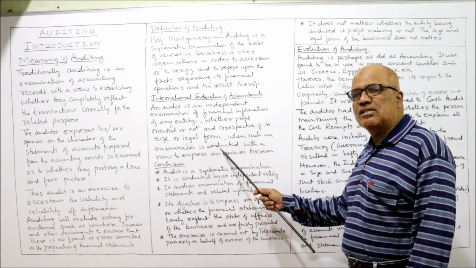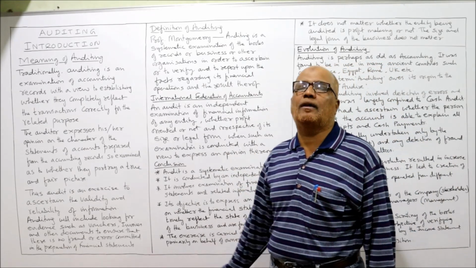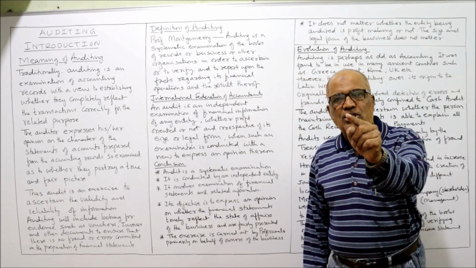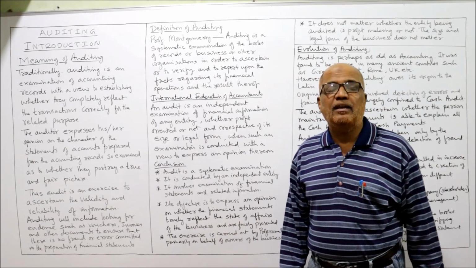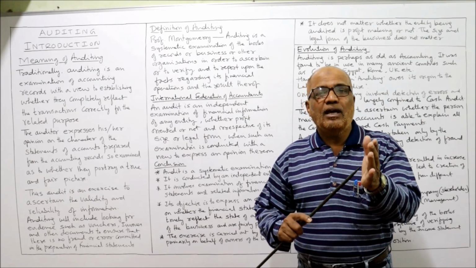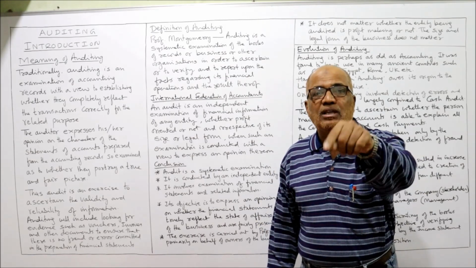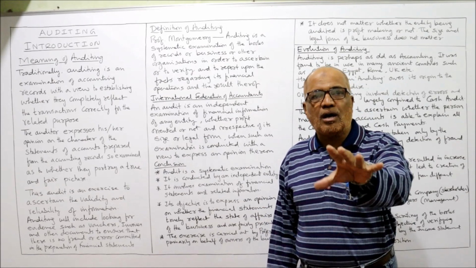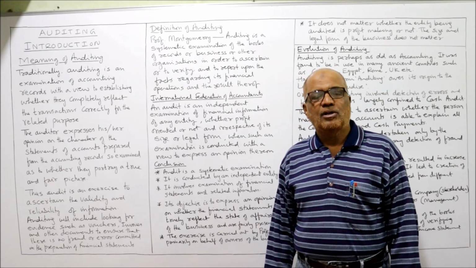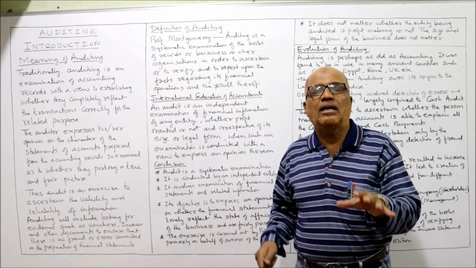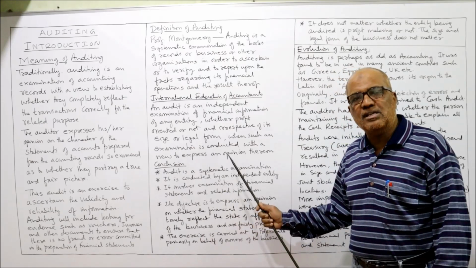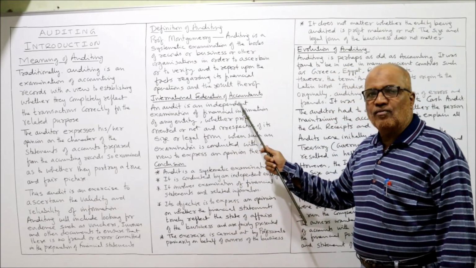When such an examination is conducted with a view to express an opinion, the complete process of auditing is done with the objective of expressing the opinion. So after checking all the accounts, the auditor has to give a report. In the report, they have to express what they have found, whether the accounts are showing a true and fair picture of the financial affairs or not. So all this exercise of auditing is done mainly to express the opinion by the auditors. This is the definition given by the International Federation of Accountants.